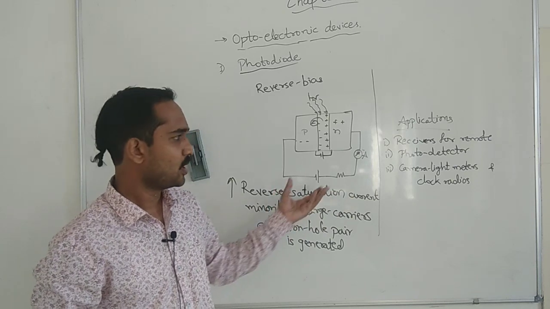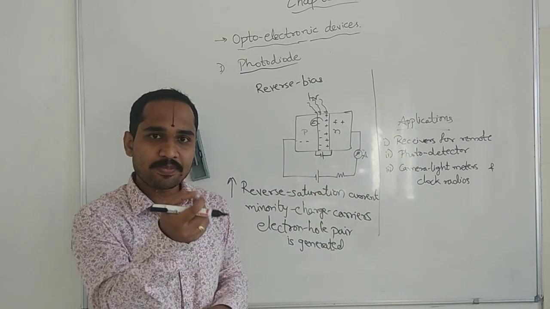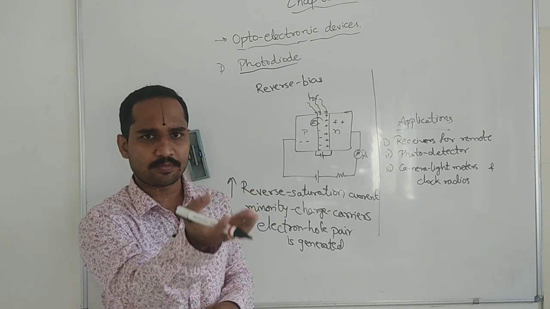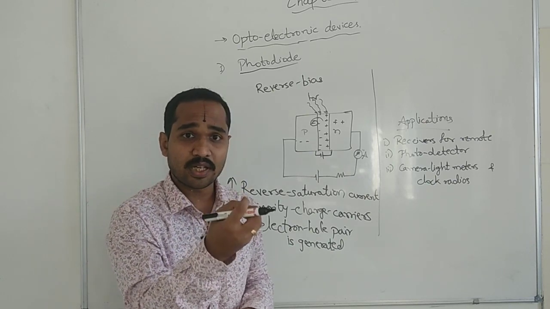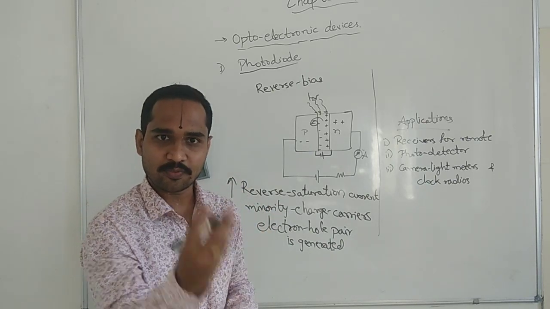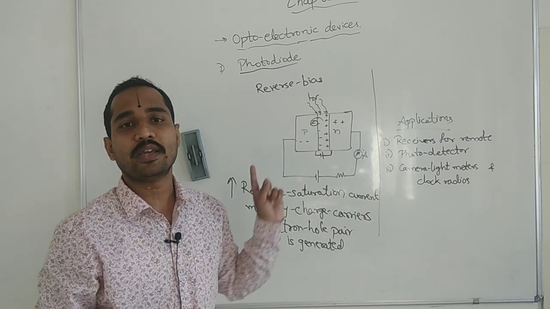Where do you use this? You use this in receivers for the remote. I am sending a signal from the remote. The receiver will be in a TV or something. The receiver will have the photodiode. Why? I am sending the signal, that is a photon of energy. It captures it and reverse flow happens.